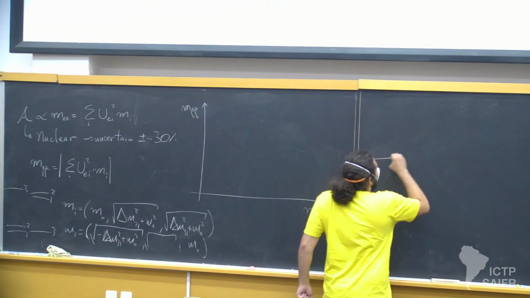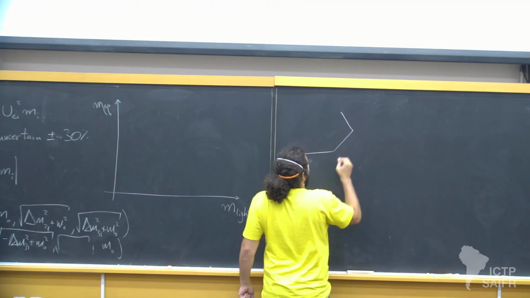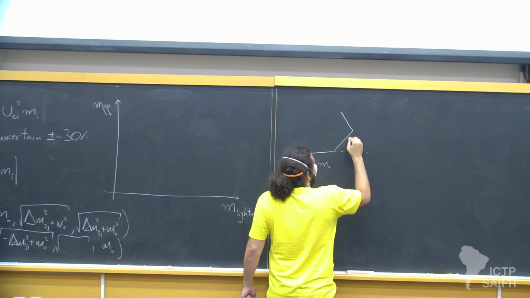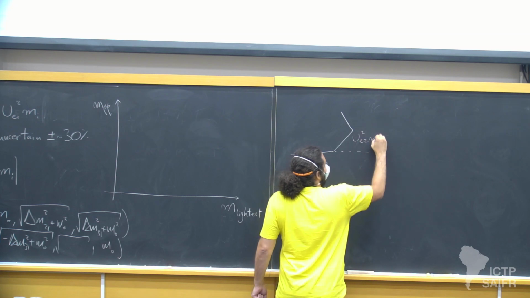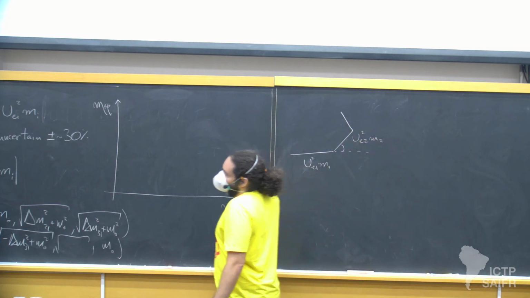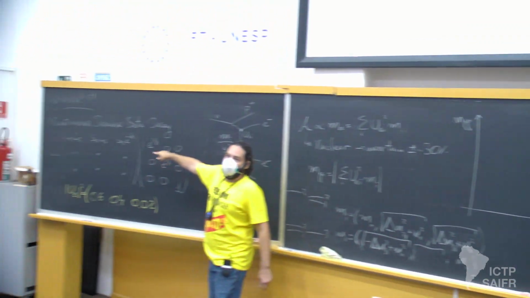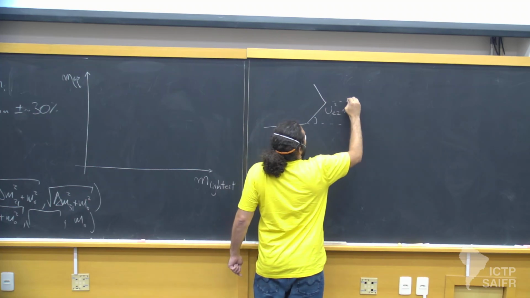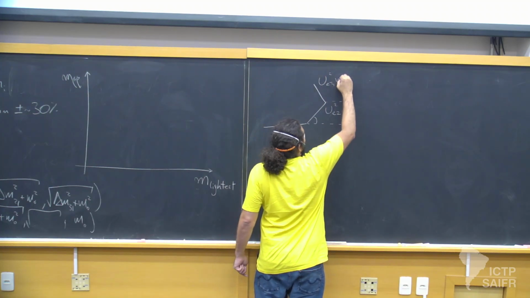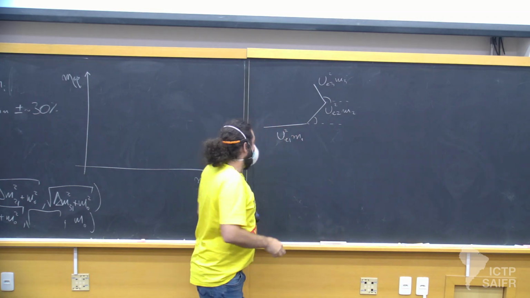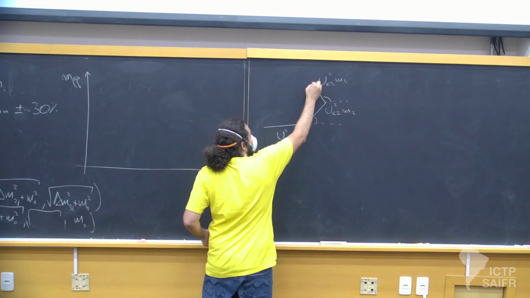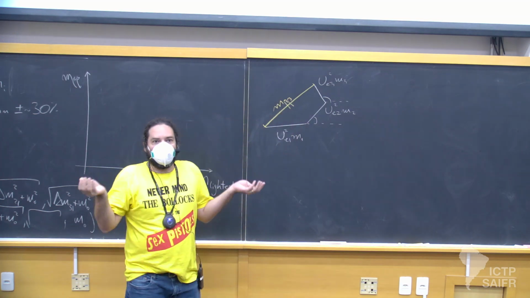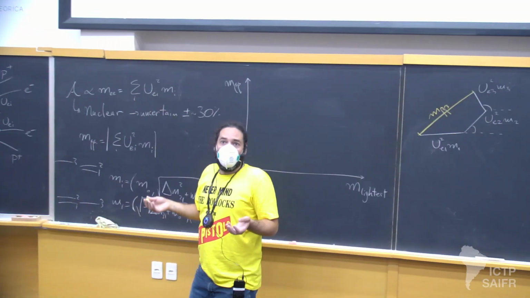You have 3 line segments: |Ue1|^2 m1. Then there is |Ue2|^2 m2 with some angle, for example, one of these phases here, right? Or a combination of phases. And then |Ue3|^2 m3 and another angle. And your m_ββ is this distance here. Okay? Simple as that. You're just summing up 3 complex numbers with whatever phases.